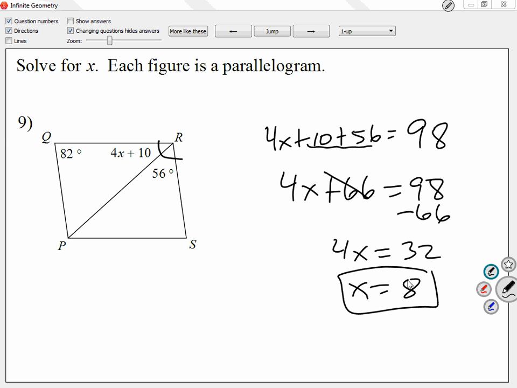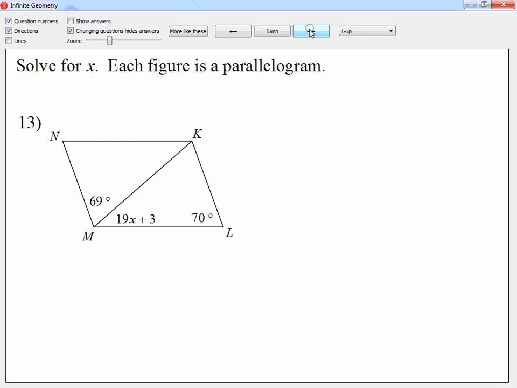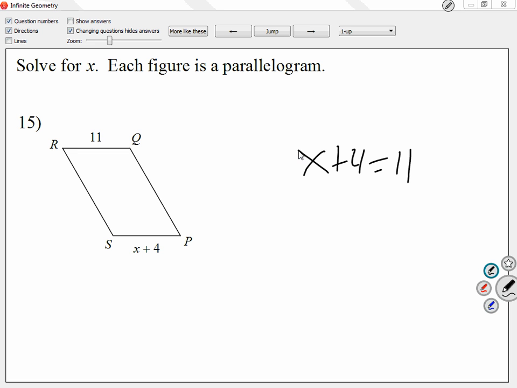So remember, opposite angles are equal to each other, but adjacent angles add up to 180. For sides, I will never ask you for adjacent sides. Looking at question number 15, opposite sides are always equal to each other. So I'm going to say x plus 4 is equal to 11. The opposite sides are congruent. If x plus 4 equals 11, we move the positive 4 to the right as a negative 4. What's x? 7.